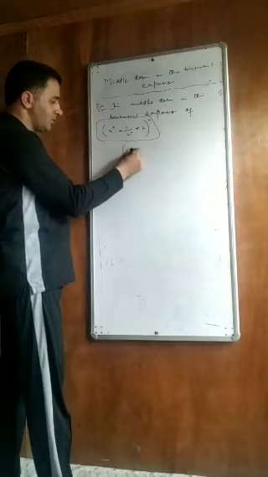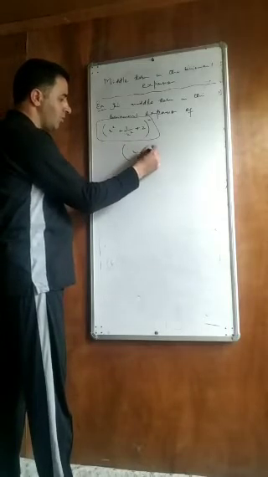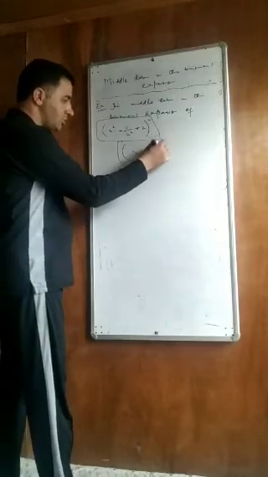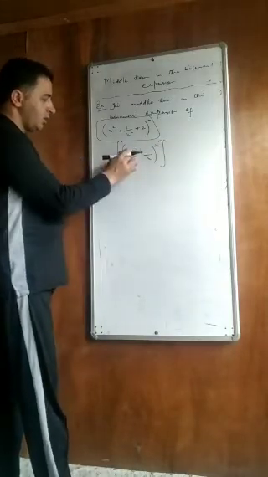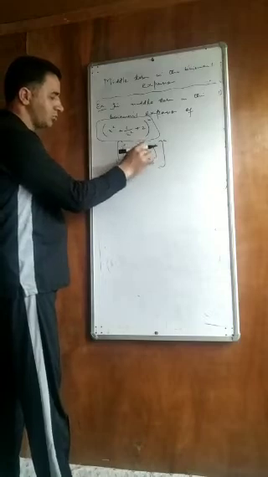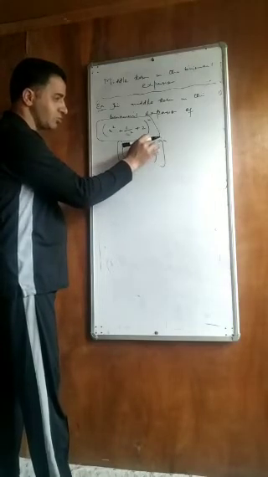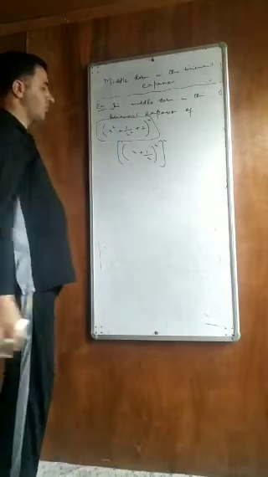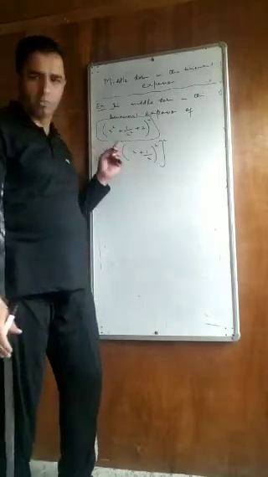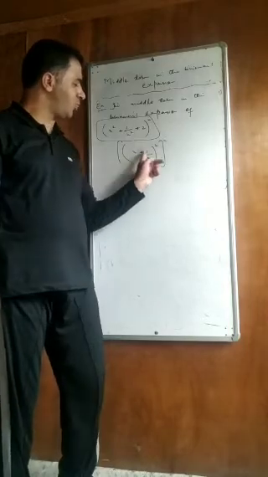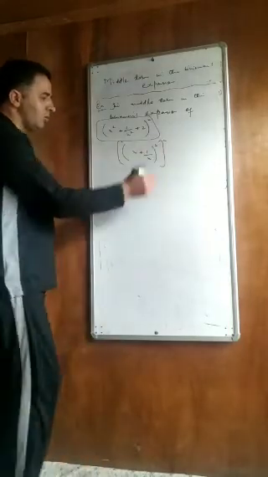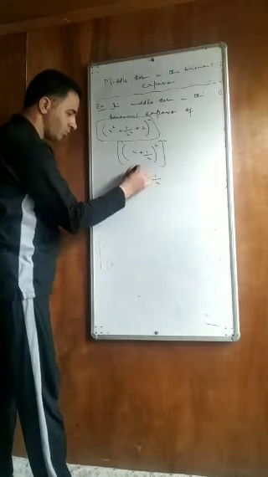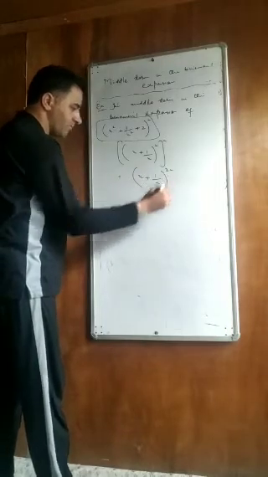This can be written as (x plus 1 by x) whole square, whole raised power n. Why? Because (x plus 1 by x) whole square is x square plus 1 by x square plus 2x into 1 by x, that is equal to 2. So x square plus 1 by x square plus 2 is basically a binomial, (x plus 1 by x) whole square raised power n. So we can write it as (x plus 1 by x) whole raised power 2n.